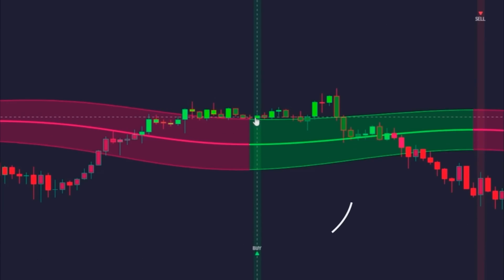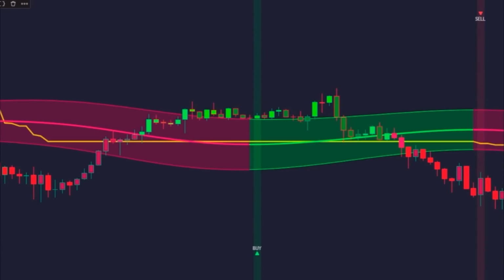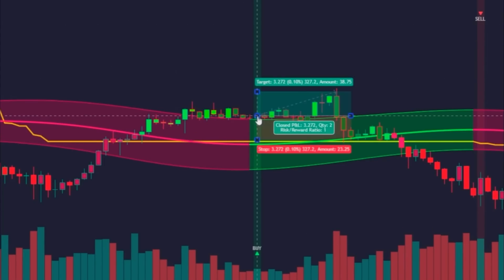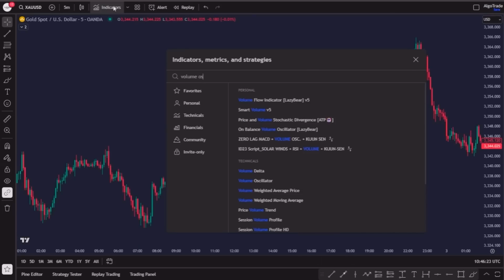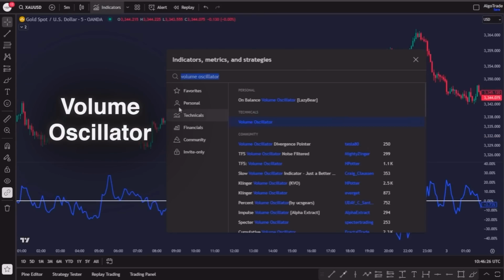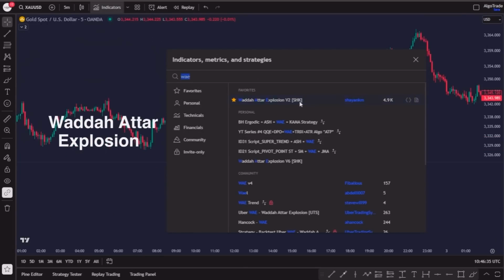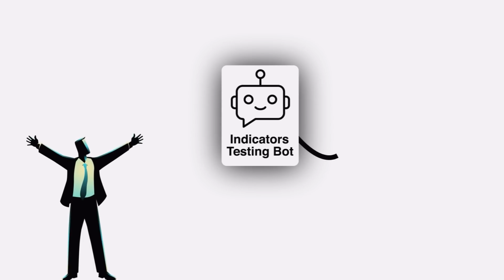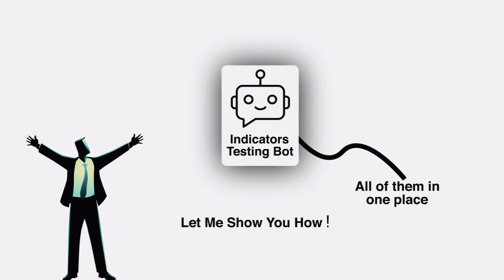Imagine the Gaussian channel gives us a buy signal. The trend is also bullish with a 120 Kijun-sen, but volume is flat. That's a trade you want to avoid. Some indicators like the volume oscillator or the Waddah Attar Explosion can help us filter those exact scenarios. And lucky for us, the indicators testing bot also allows us to test all of them in one place. Let me show you how.